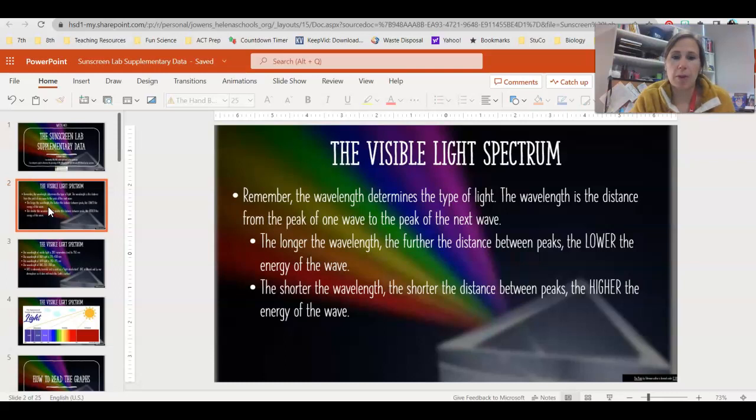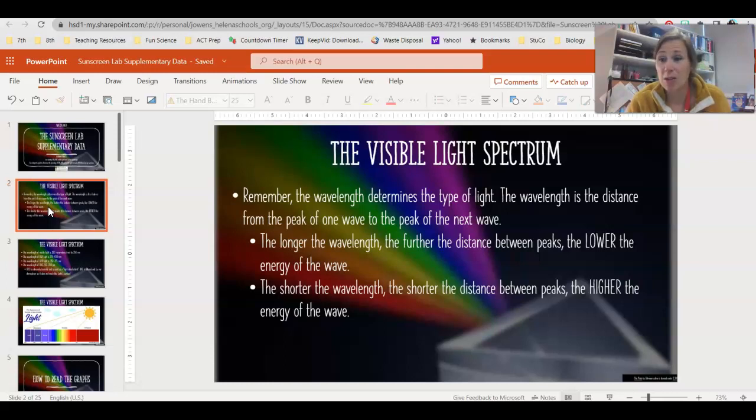Okay, so remember the wavelength determines the type of light. The wavelength is the distance from the peak of one wave to the peak of the next wave. The longer the wavelength, the further the distance between peaks, and that represents less energy carried by the wave. With a shorter wavelength, we have a lot more little waves in that area, which shows we have a lot more energy being carried. So the longer the wavelength, the further the distance between peaks, and the lower the energy of the wave. The shorter the wavelength, the shorter the distance between peaks, and the higher the energy.